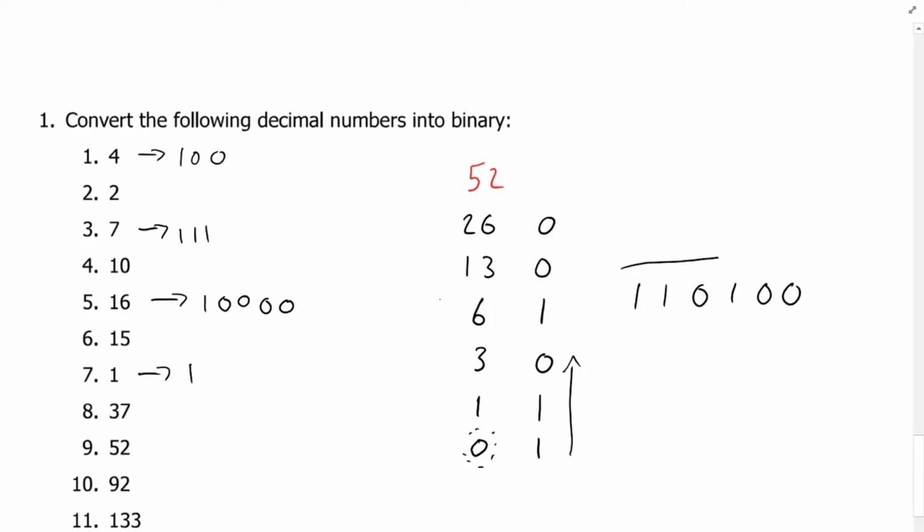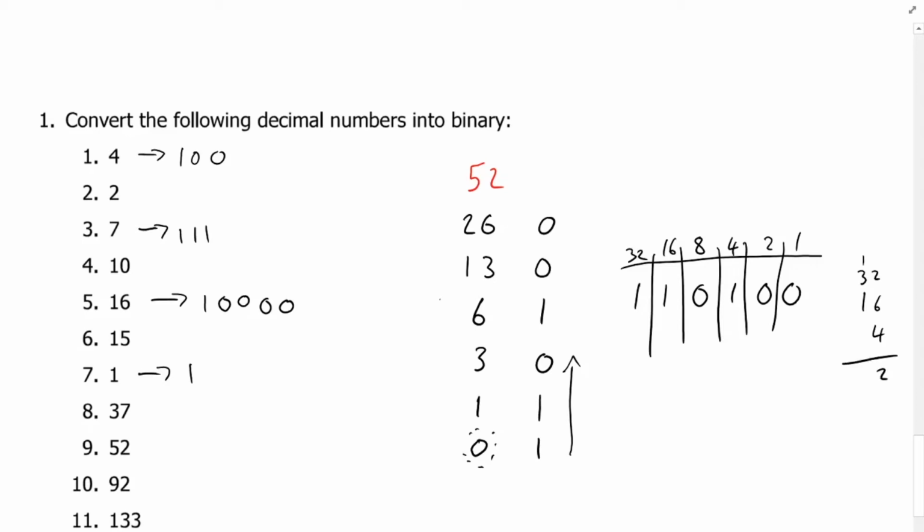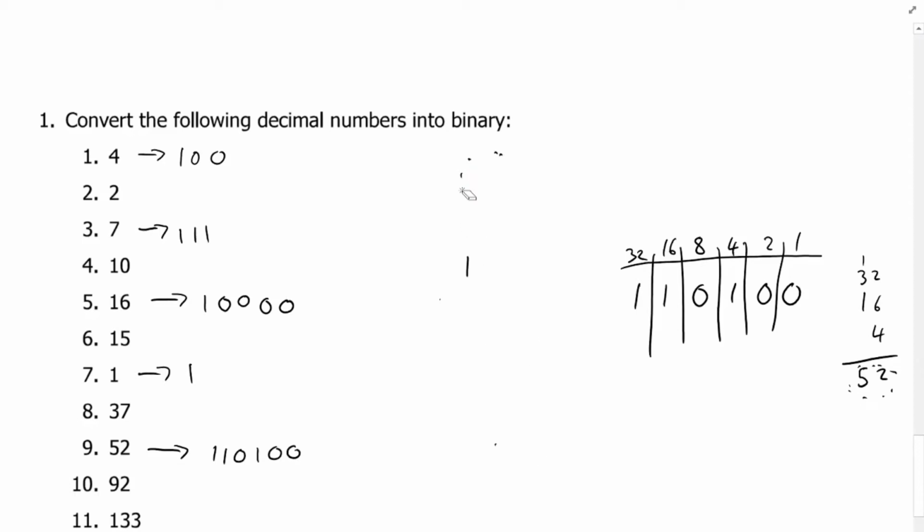And I'll quickly convert it back just to check. So write in the column values, and we've got a 32, a 16, and a 4. So we have 2, carry the 1, and then 5. 52. So we have 52 down here and 52 up here. We know it's correct. So 52 decimal is 1, 1, 0, 1, 0, 0 in binary. Okay, let's get rid of that.